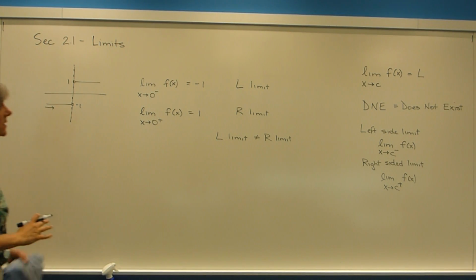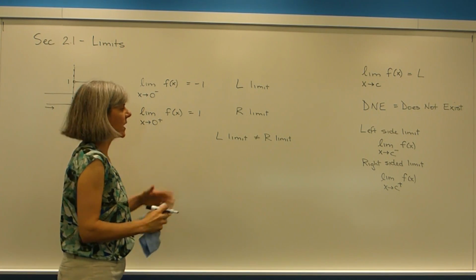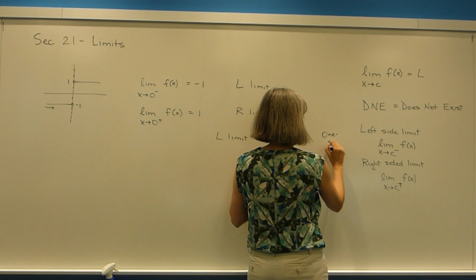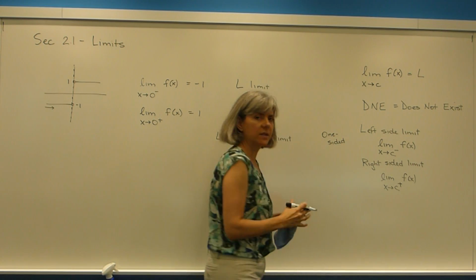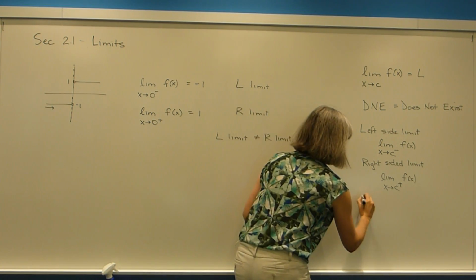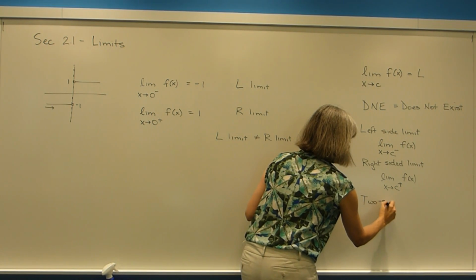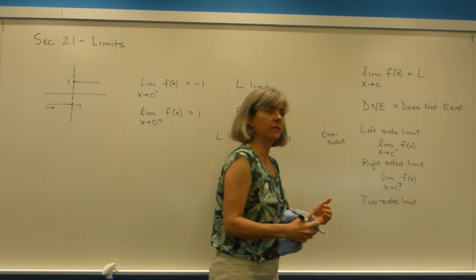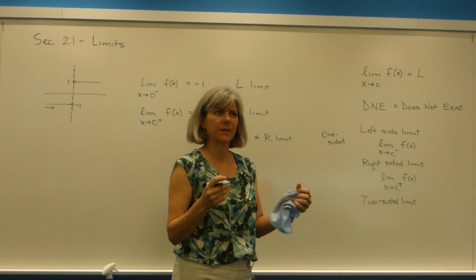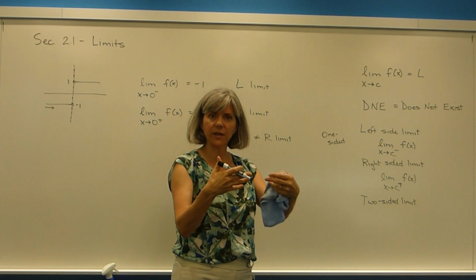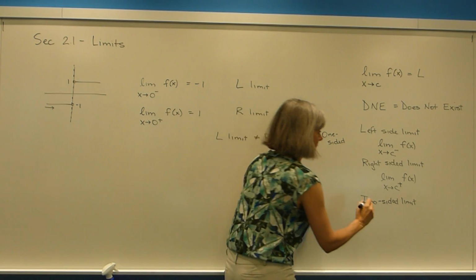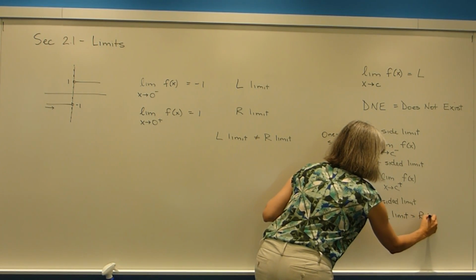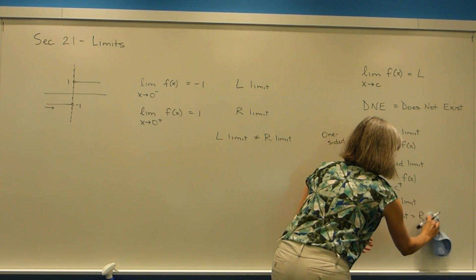Okay, so now we need to define two-sided limits. So we've got one-sided limits here, left and right. These are one-sided. So now let's come back and define a two-sided limit. The two-sided limit exists if the right limit equals the left limit. And that kind of makes sense, right? I mean, if from the two sides you're going to the same place, then that makes sense. So this is where the left limit equals the right limit.